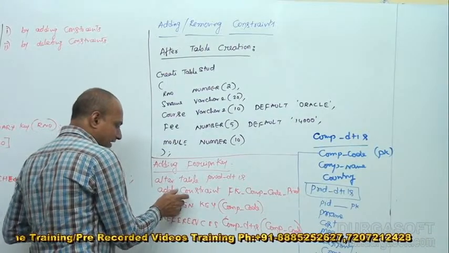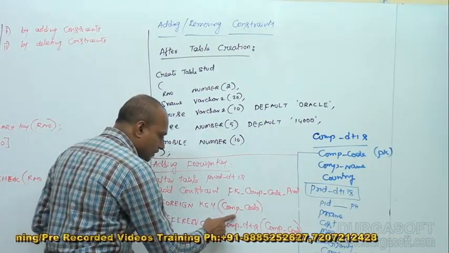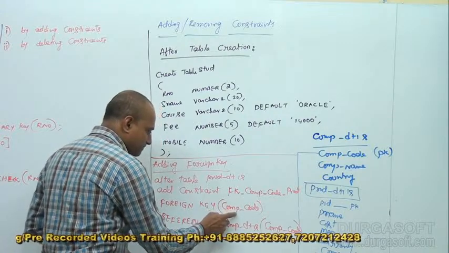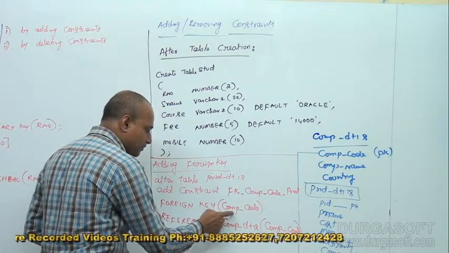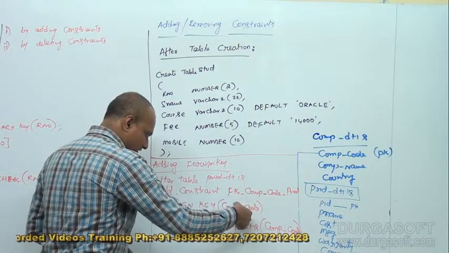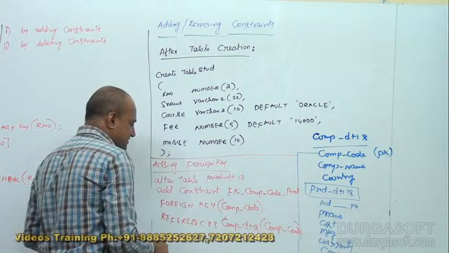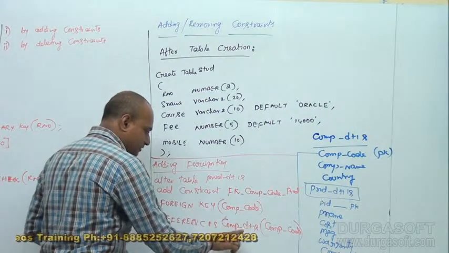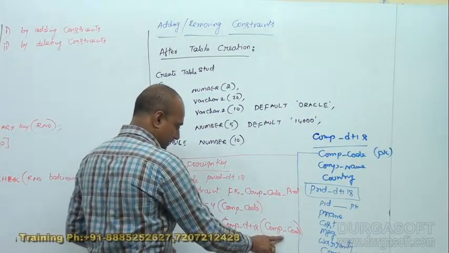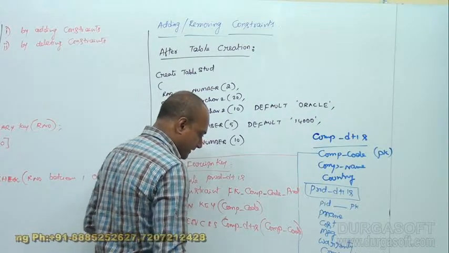So you are adding a foreign key constraint on the company code column in the product details table. Into this foreign key column, it has to take the values from the company code of the company details table. So references company details, and from the company details table, it is taking the values from company code.